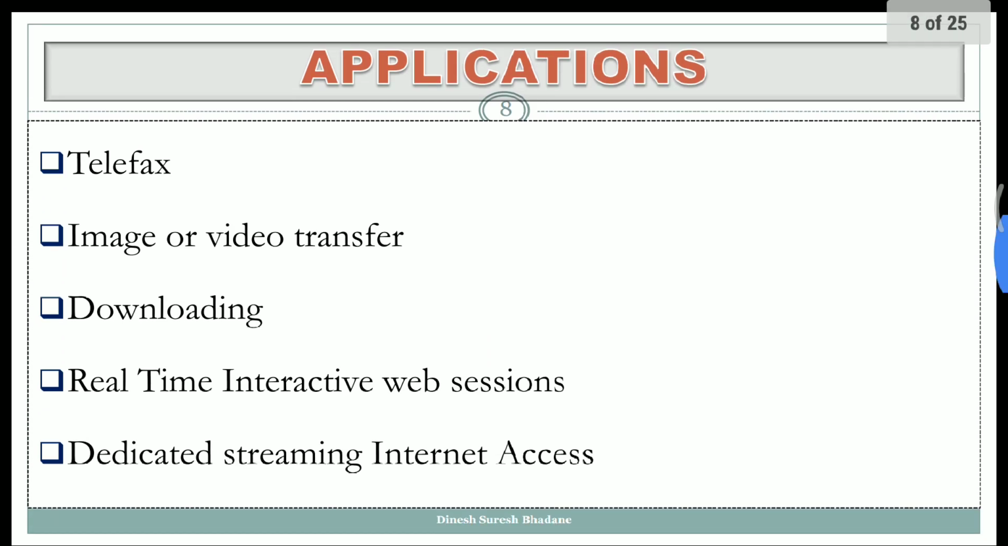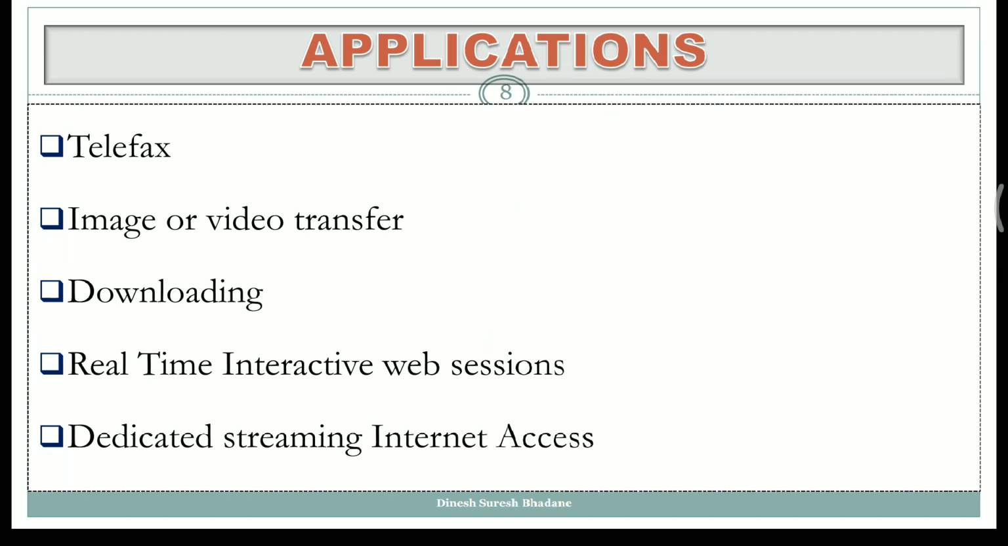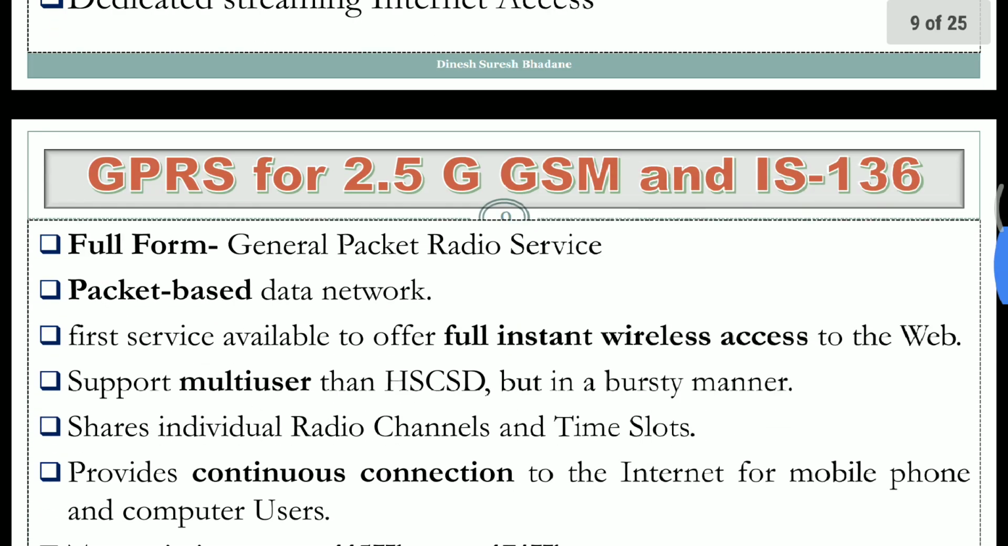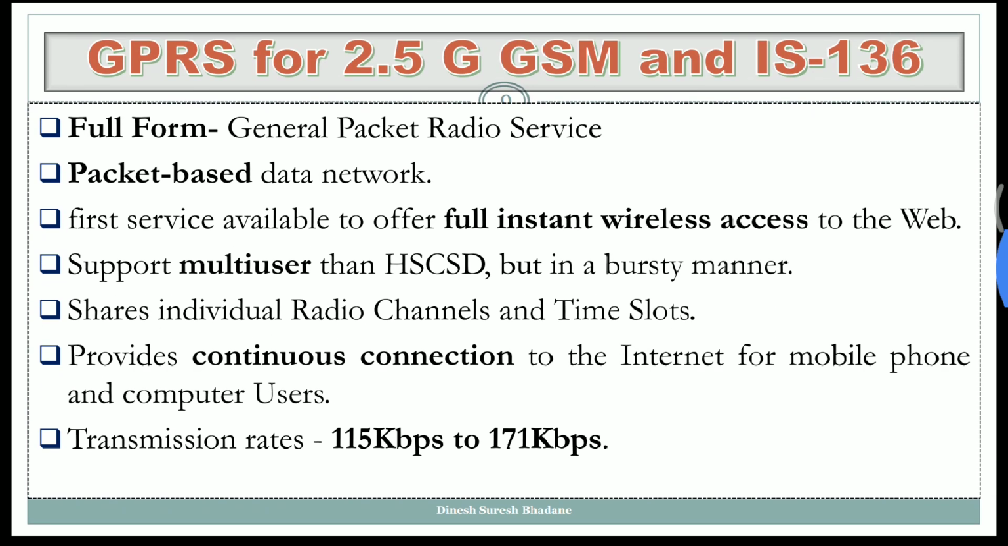Its applications are in the telefax, in the image or video transfer, in the downloading, in the real-time interactive web sessions, and in the dedicated streaming internet access. The next technique of 2.5G GSM is GPRS. GPRS for 2.5G GSM and IS-136, where in this case IS stands for Interim Standards.